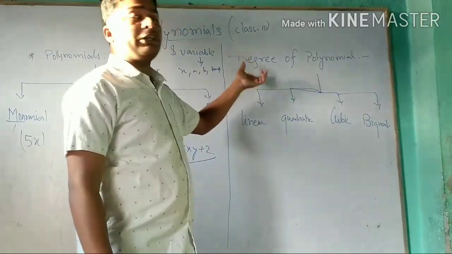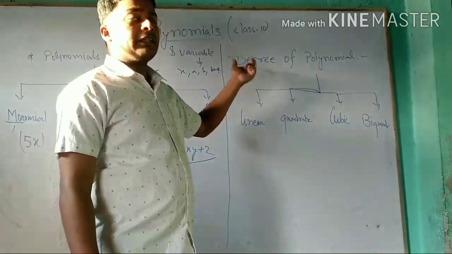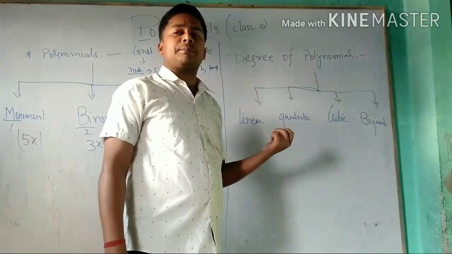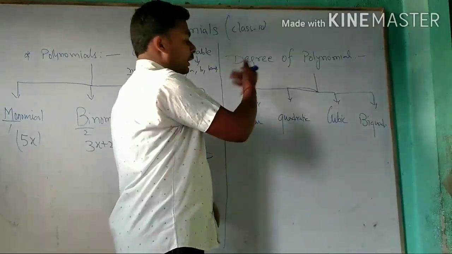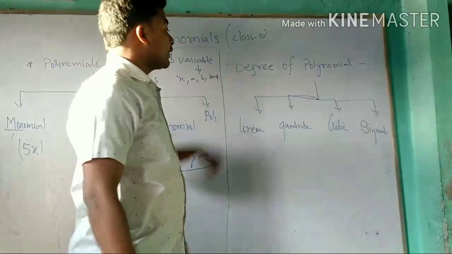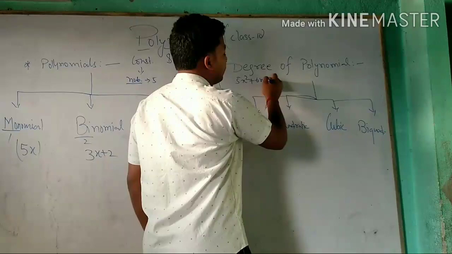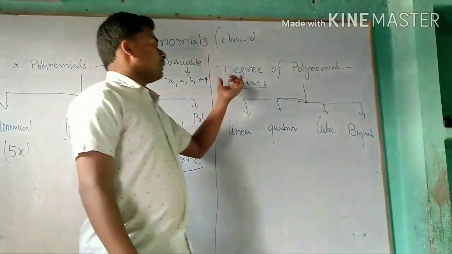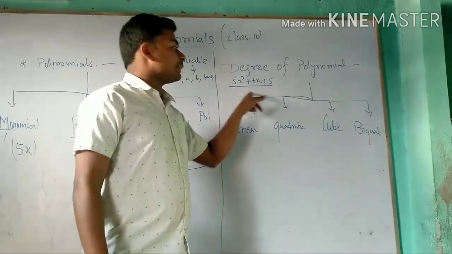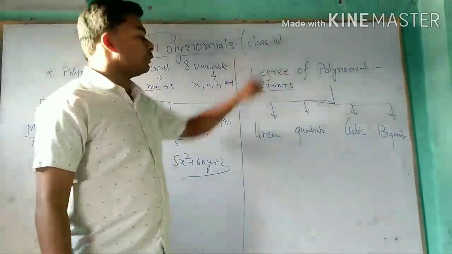Now we have the degree of a polynomial. My dear, the degree of the polynomial is the sum of the powers, or only the highest power. I will give an example: 5x square plus 6x plus 5. This is a quadratic expression. So the highest power of the given expression is 2, so the degree of the polynomial will be 2.